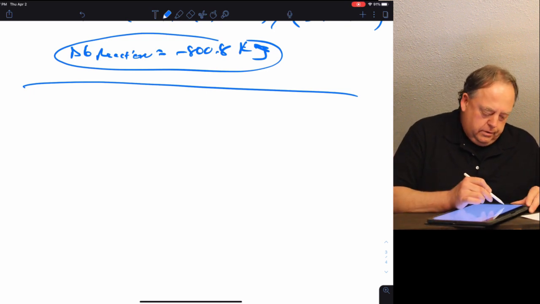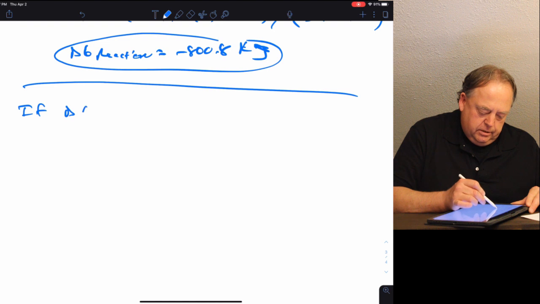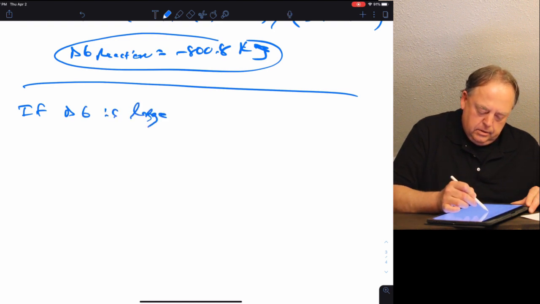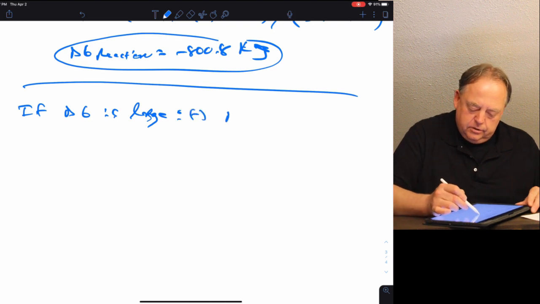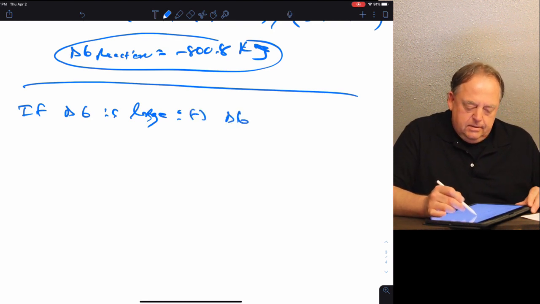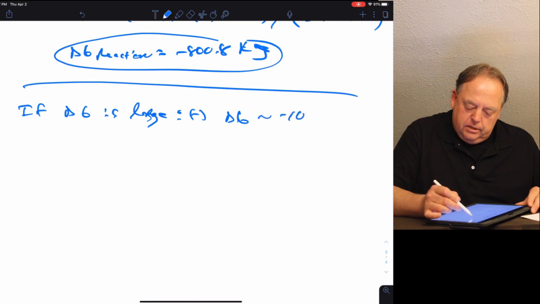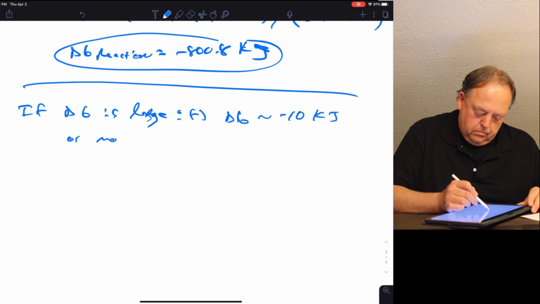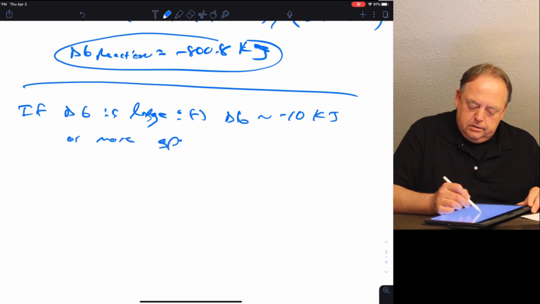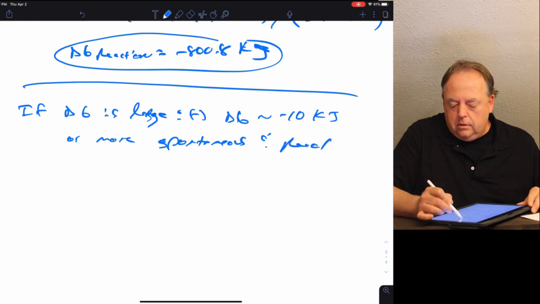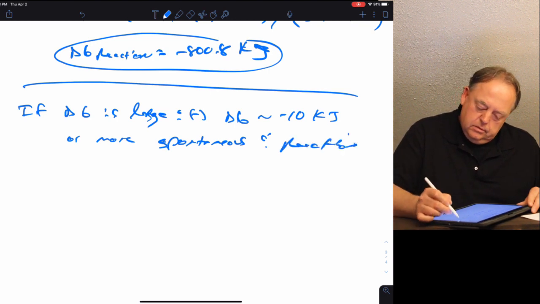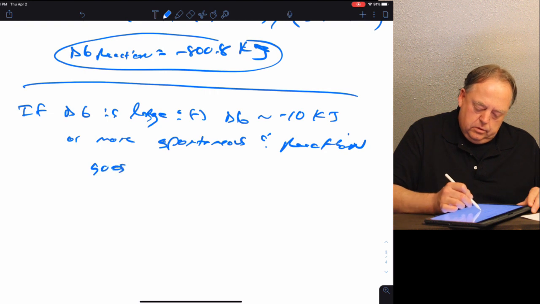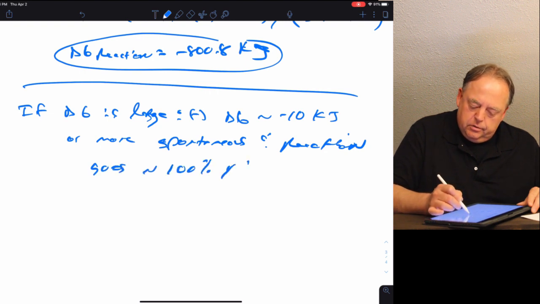Okay, so if delta G is large and negative, so if delta G is around negative 10 kilojoules or more, then it's spontaneous, and the reaction goes in around 100% yield.